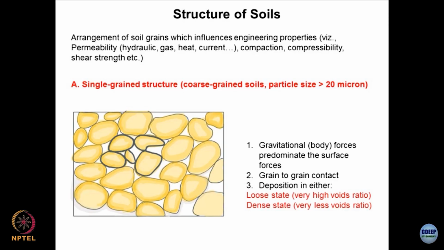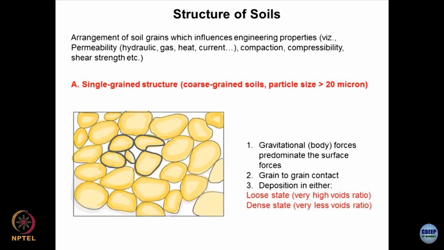Now, the first type of structure which we normally talk about is single grain structure. We call it single grain. Body forces are predominant, individual particle has weight, and hence the stacking is going to be something like this.